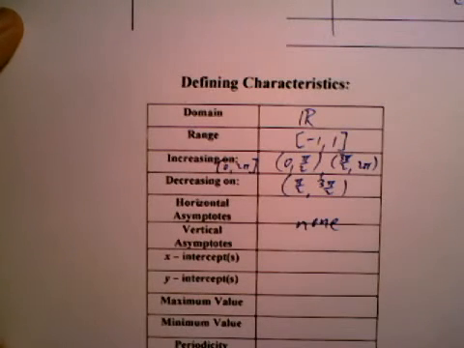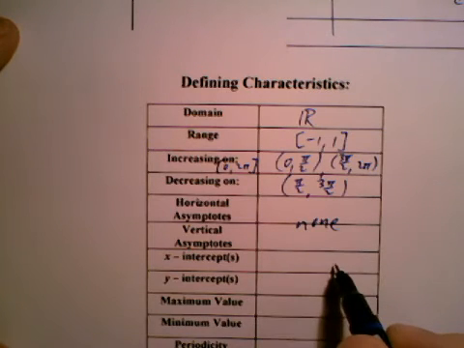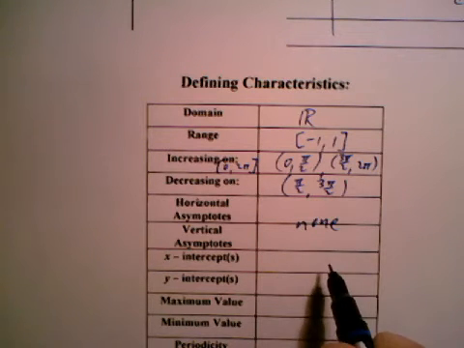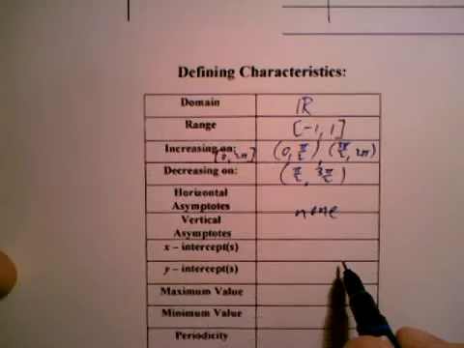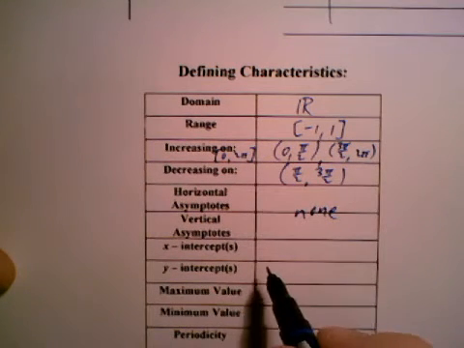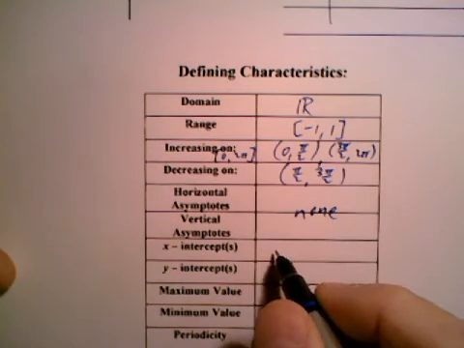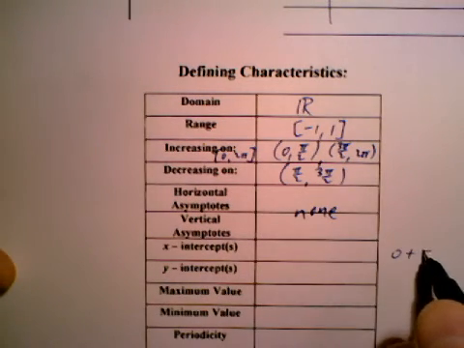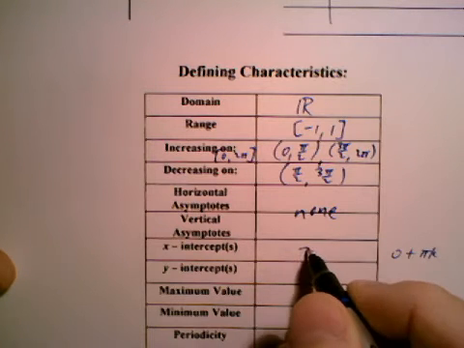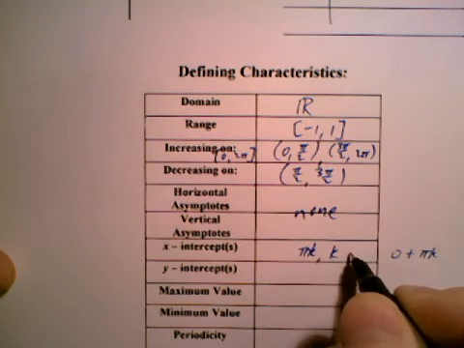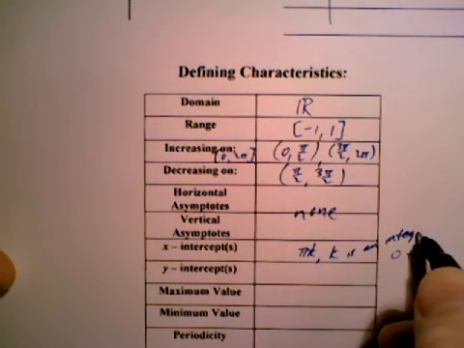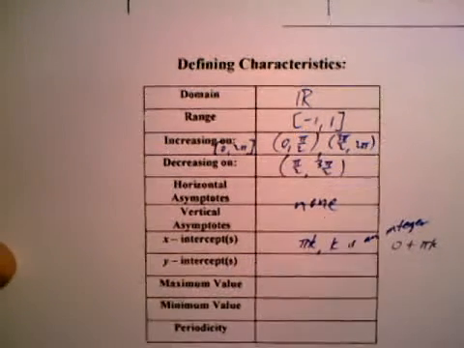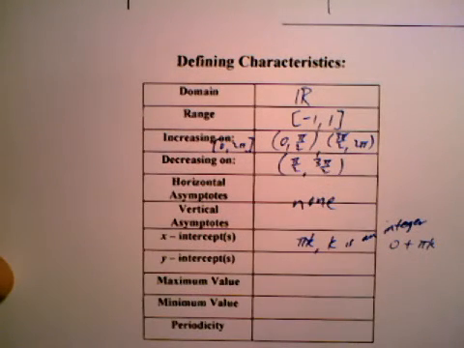X-intercepts. So I would challenge you to pause the video right now and see if you can figure out how to identify what the x-intercepts are, or how to write that in the most precise, concise way. So we start with 0. We could write 0 plus pi k, or we can just write pi k, where k is an integer. You want to specify that k is an integer, or just at least understand that k is an integer. K can't just be any real number.